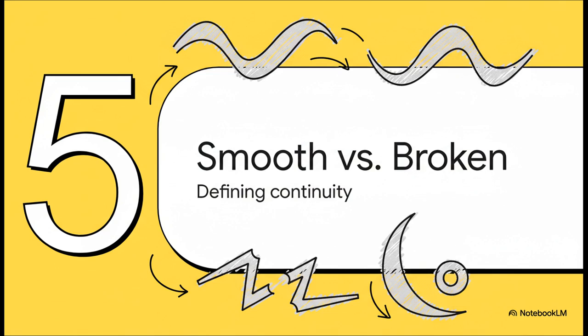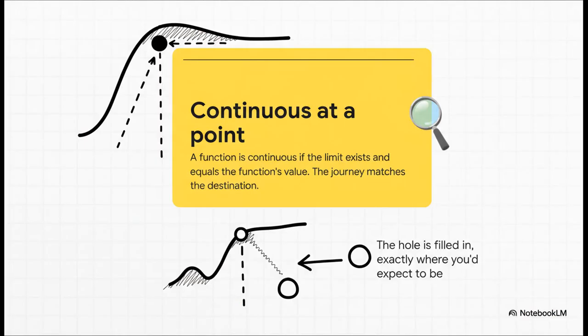And that brings us to continuity. So here's the deal. A path is continuous at a point when the journey perfectly matches the destination. The limit, where you're headed, is exactly the same as the actual value of the function, where you land. The hole is filled in, and it's right where you'd expect it to be.